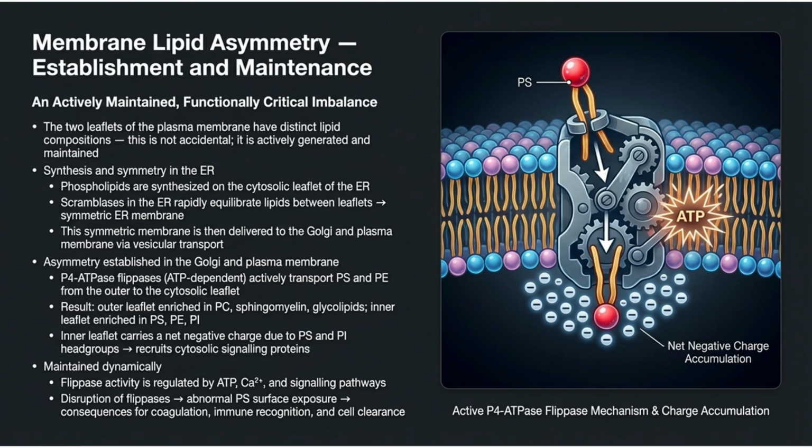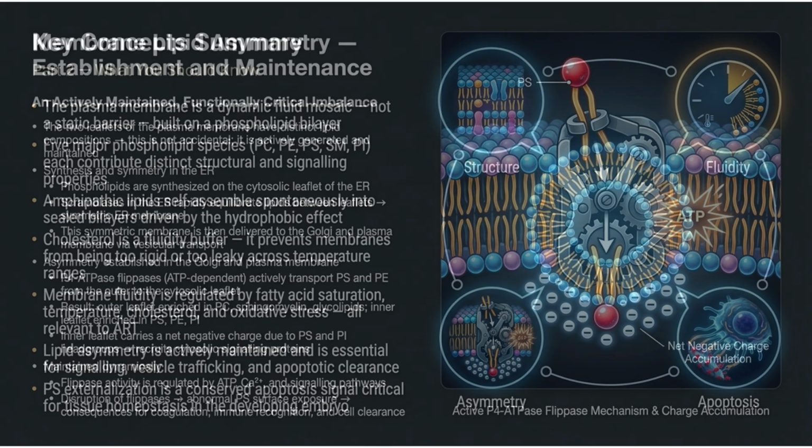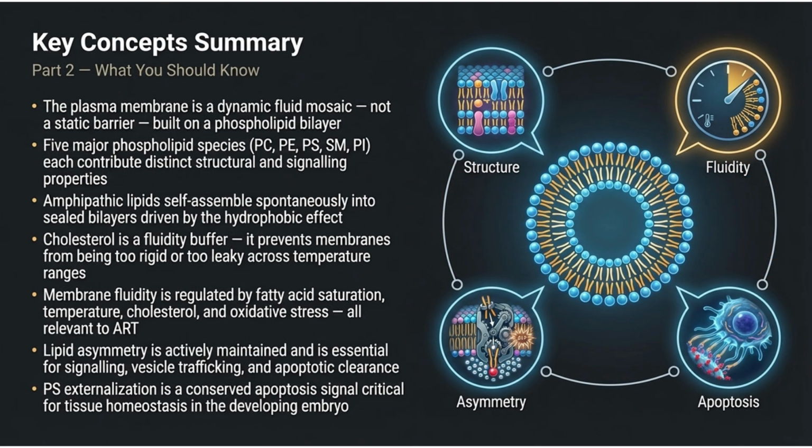Flippase activity is regulated by adenosine triphosphate availability, calcium concentration, and specific signaling pathways, meaning the cell can adjust the degree of lipid asymmetry in response to physiological cues. When flippases are disrupted, phosphatidylserine appears on the outer leaflet, and as we are about to see, that has profound consequences.